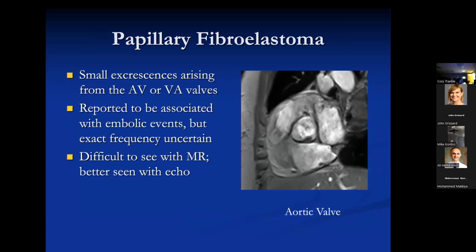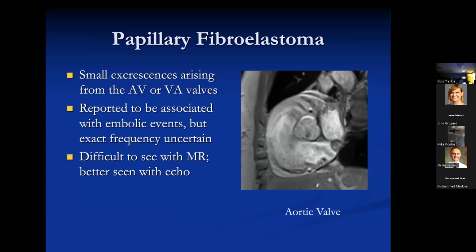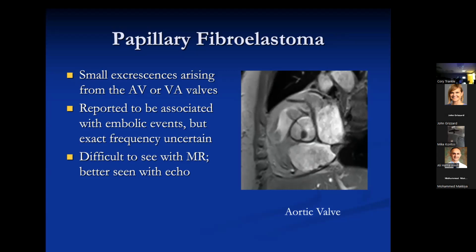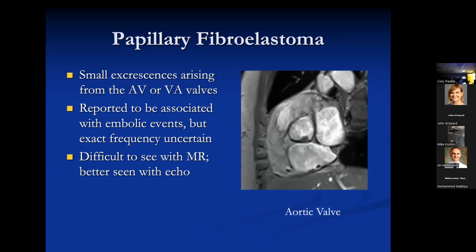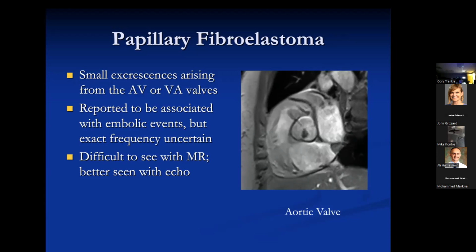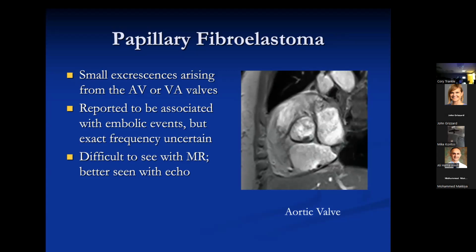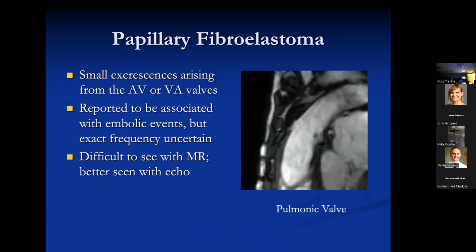A lot of times they're picked up as part of an embolic workup, and they're presumed to be the source of those emboli. And therefore, they're problematic when they're on the left side of the heart. A lot of times people advocate for their removal. They can be tough to see with MR on the valvular structures because they're often very small lesions.